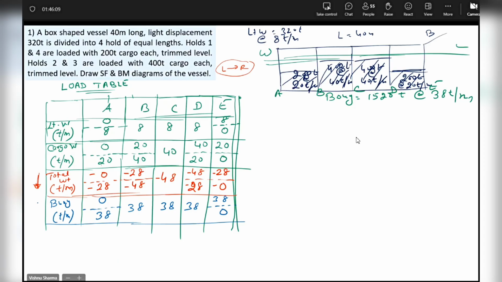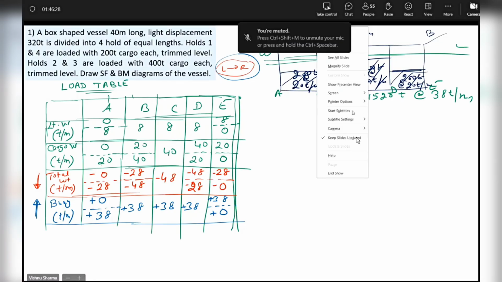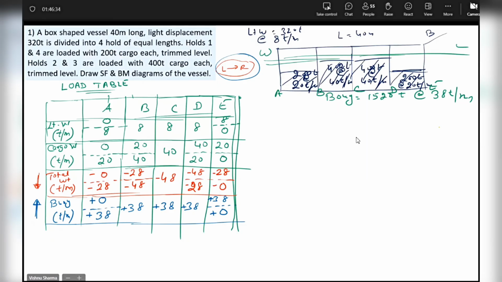Buoyancy is acting upwards, guys. And when we go from left to right, upward forces we have taken as positive. So I put a positive sign here. Don't say that a missing sign is positive. You need to put the sign. If it is plus, put plus. If it is minus, put minus. Don't say that it can be assumed because I did not put a sign.